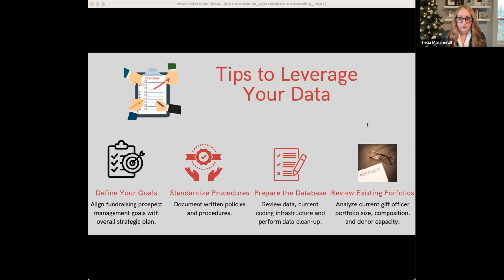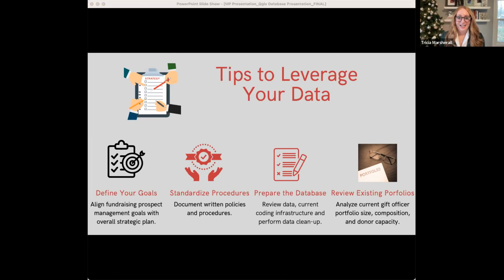And then responsibilities: who's responsible for updating and maintaining the policies and protocols? And from an accountability standpoint, what are the agreed upon metrics where we're going to be reporting and tracking towards those goals? Next is, once we move down through defining those goals and standardizing the procedures, now let's take a look at preparing your database. So things to consider: information storage.